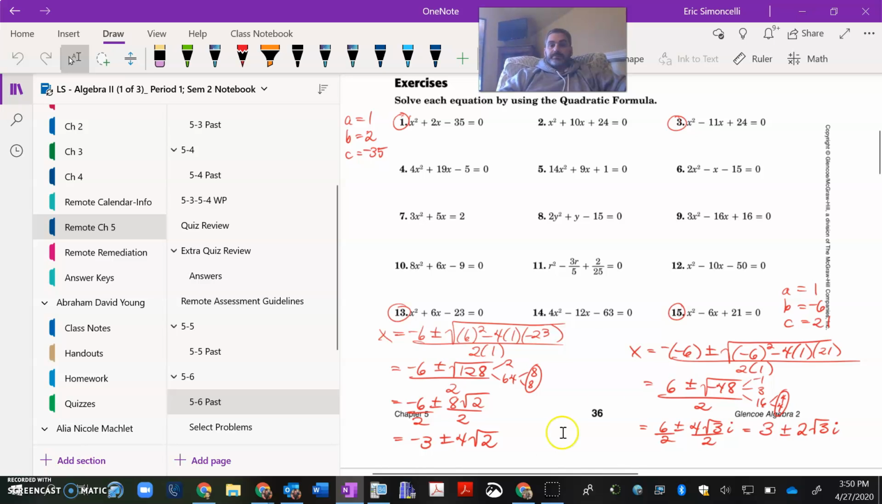Number 15. Again, we're going to go ahead and solve this particular quadratic by the quadratic formula. Off to the right there, I've noted A is 1, B is negative 6, and C is 21. So there it is. Plug in all your appropriate values for A, B, and C. I did it again in parentheses. And then what happens here, as you can see in this step, negative 48, that radicand value, because it's negative, we won't have real solutions.